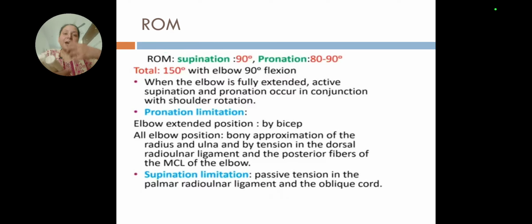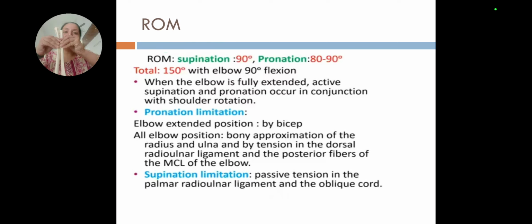There are certain factors which limit the motion, so you should know about them. That is called pronation limitation. The first thing we always tell about proximal and distal radioulnar joint motion is that the motion is combined, whether it is proximal or distal, because the motion is only pronation and supination. So the axis is oblique, and the movement is the radius crossing the ulna.